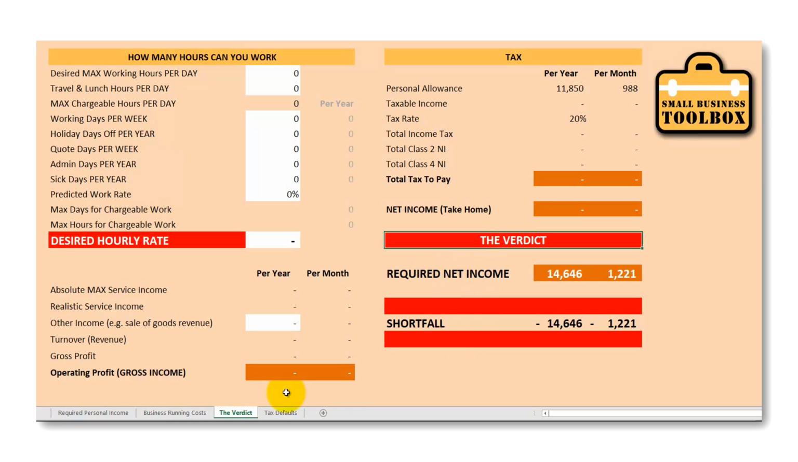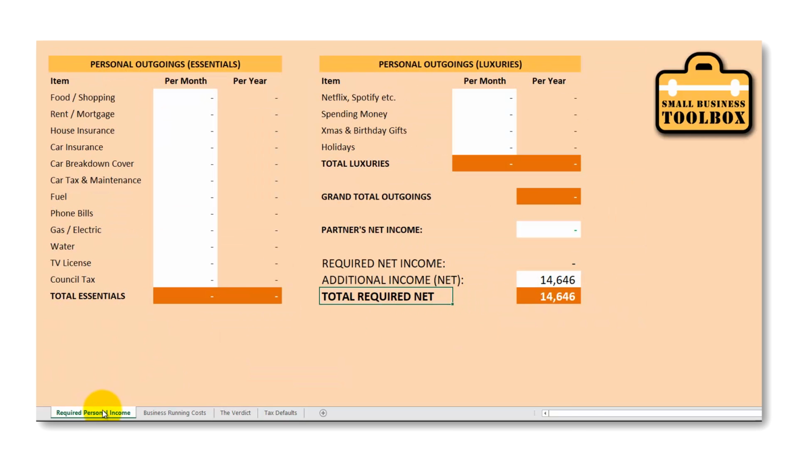So you can see here on the verdict tab, we've got this required net income figure. So that I've added on the required personal income page. We'll come back to this in a bit more detail later on. All I've done for the minute is I've added a figure in here, additional income net. So in other words, this is your take home annual wage after tax of £14,646.